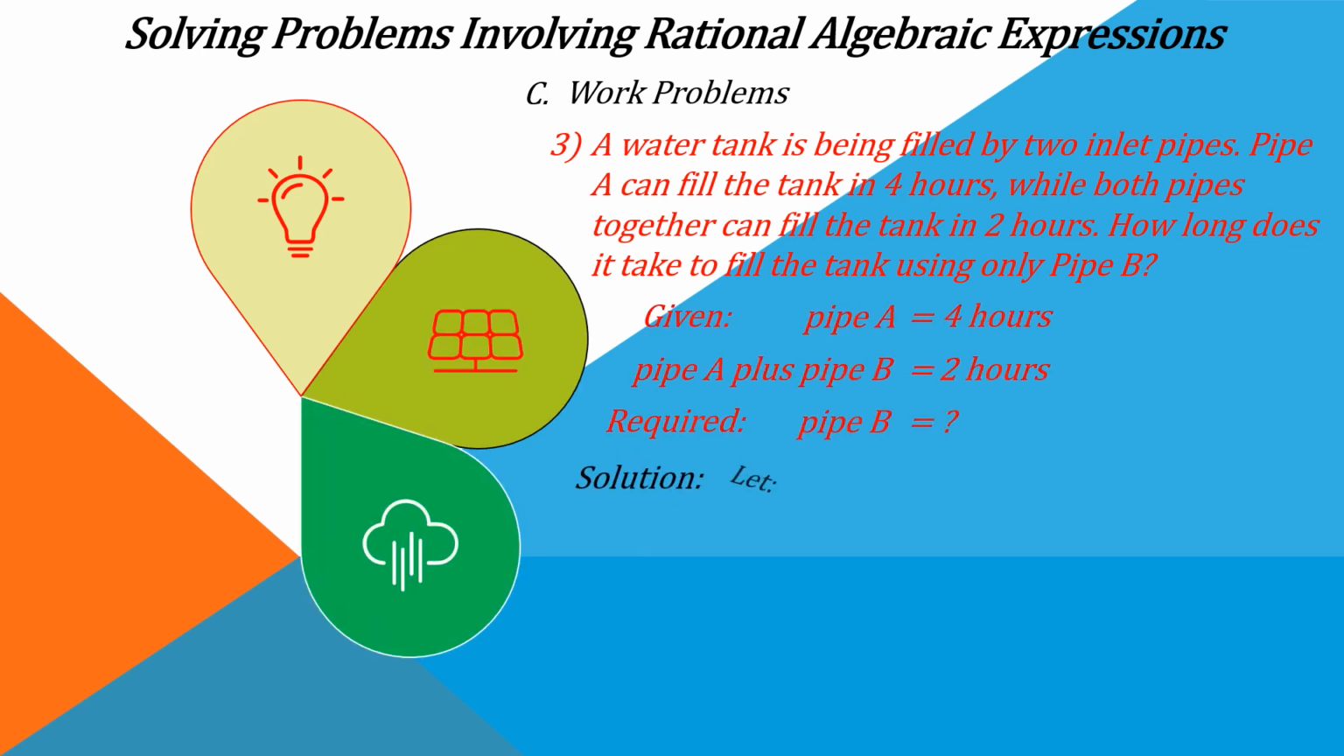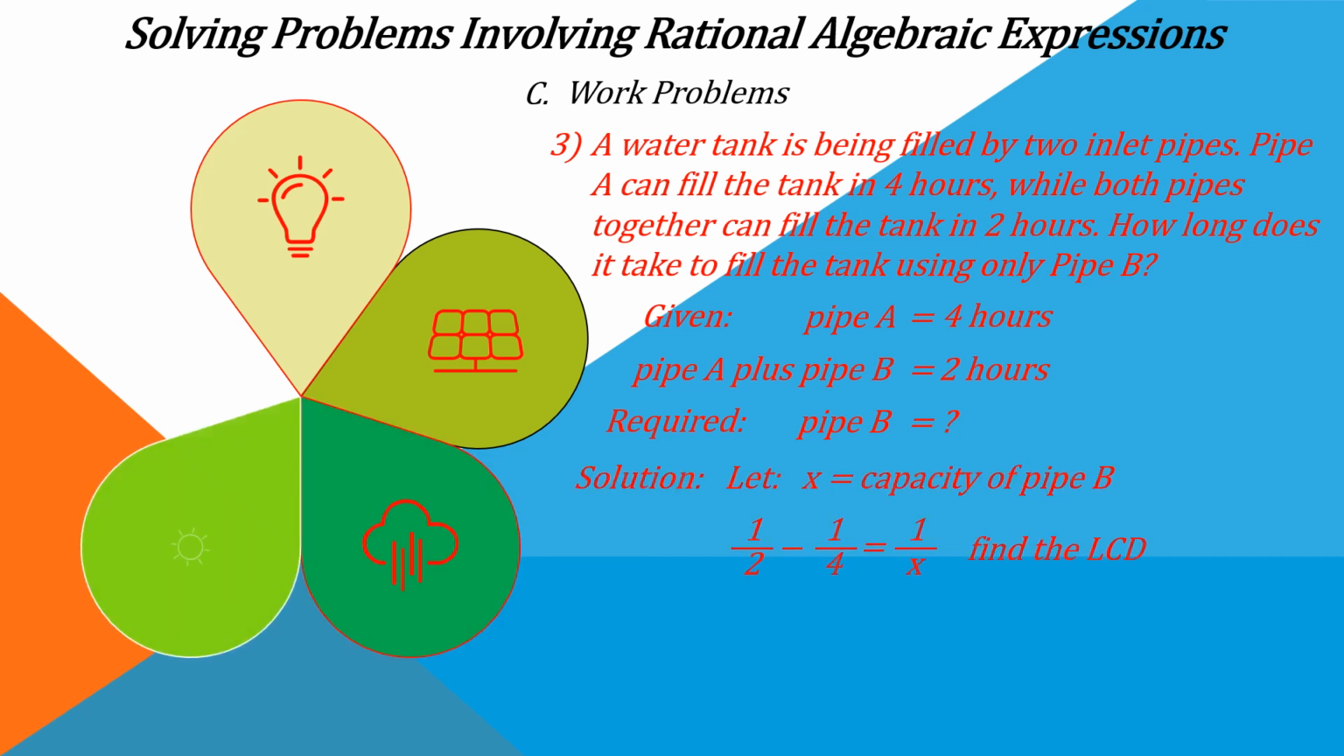Now, the solution. Let X be the capacity of pipe B, and 1 over 2, that is the capacity of both pipes, minus 1 over 4, the capacity of pipe A, is equal to 1 over X. Find the LCD. The LCD is equal to 4X. So multiply both sides by 4X.